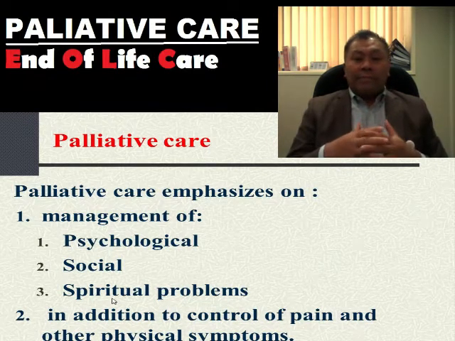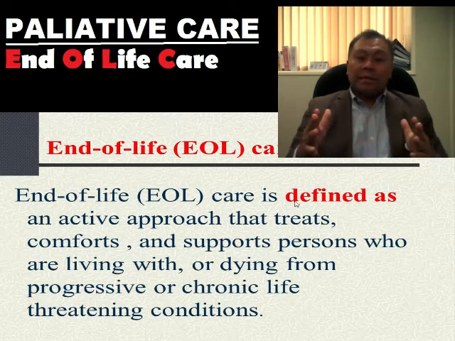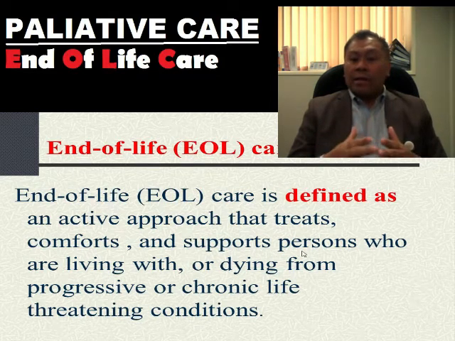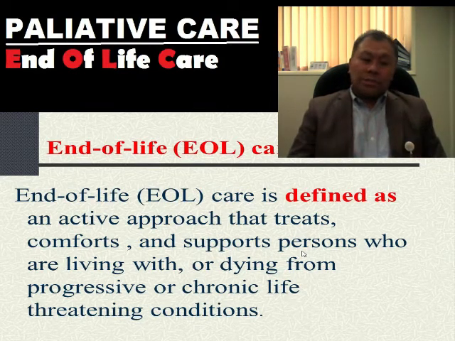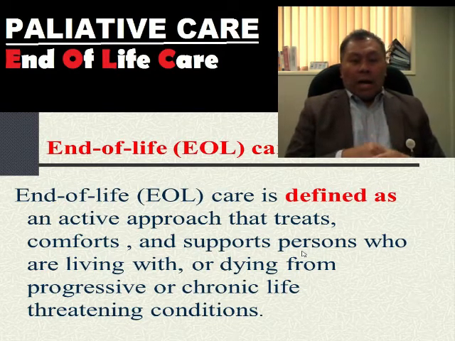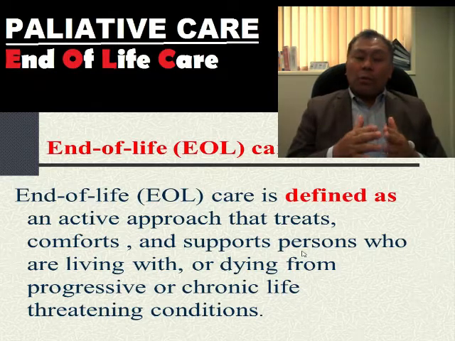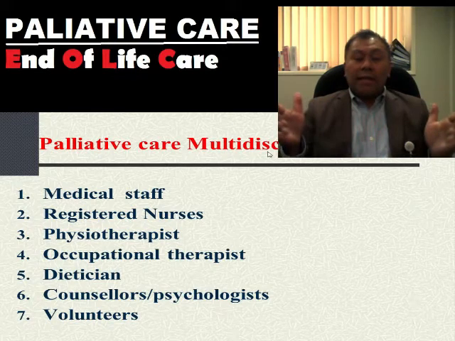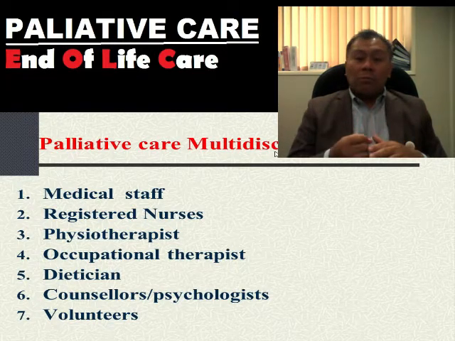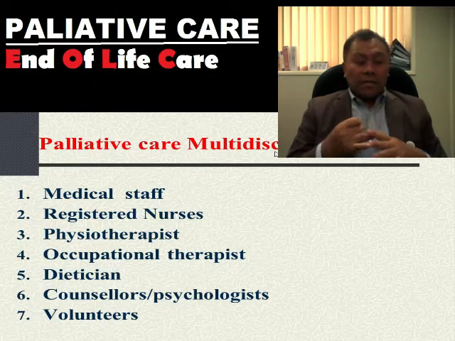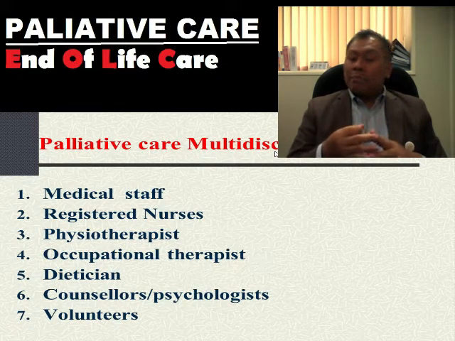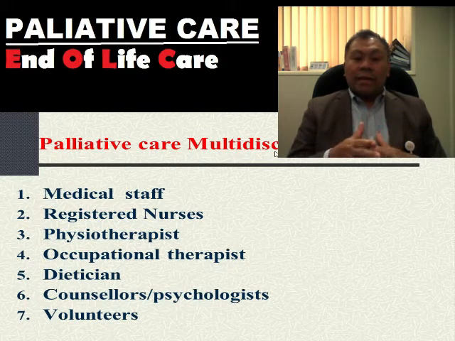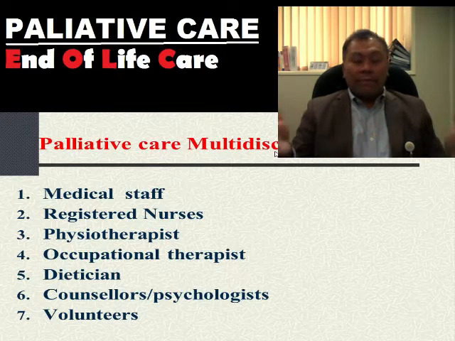So end-of-life care is defined as an active approach that treats, comforts, and supports persons who are living with or dying from progressive or chronic life-threatening conditions. So you will be asking a question if you are going to work in the hospital setup: who are the multidisciplinary team that are with you? Expect you'll be working with the medical staff, registered nurses, the physiotherapist, the occupational therapist, the dietitian, the counselors or psychologists, and then the volunteers and others.